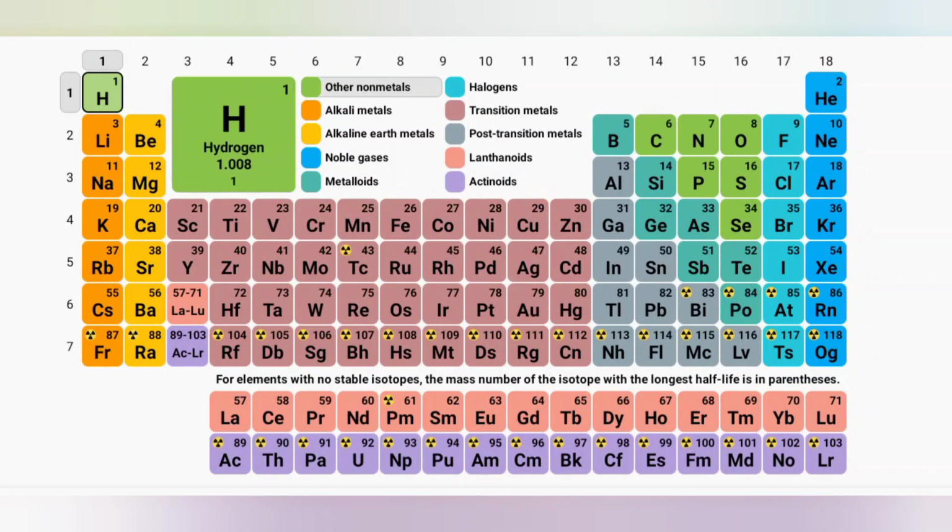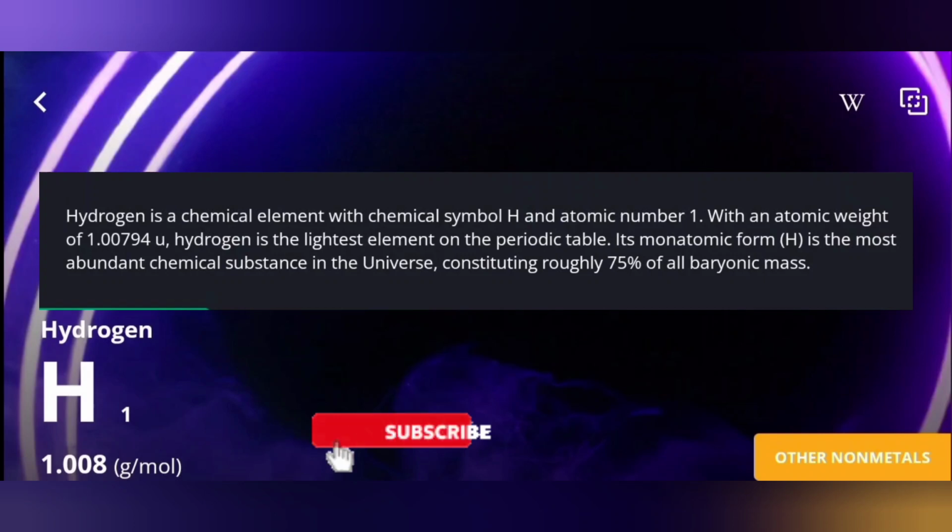Today's element is hydrogen. Hydrogen is the chemical element with the chemical symbol H and atomic number 1, and its atomic mass is 1.00794. Hydrogen is the lightest element on the periodic table. Its monoatomic form is the most abundant chemical substance in the universe, constituting roughly 75% of all baryonic mass.